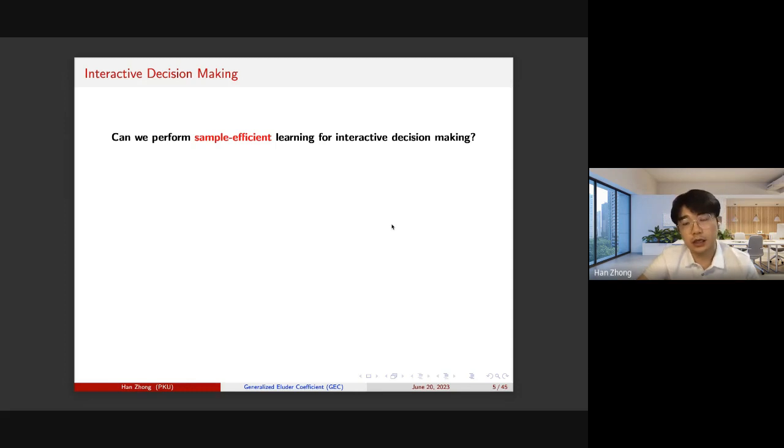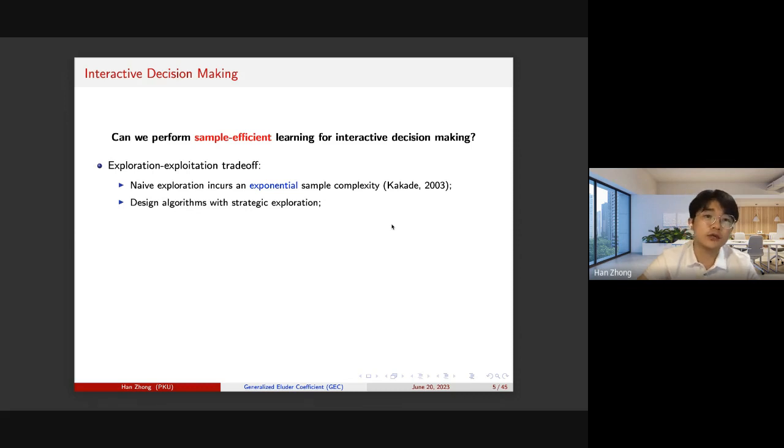In general, there are several challenges to achieving sample efficiency in interactive decision making. The first one is the exploration-exploitation trade-off, which is the intrinsic challenge for online learning. Previous work shows that naive exploration will result in exponential sample complexity. So we need to design algorithms with strategic exploration.